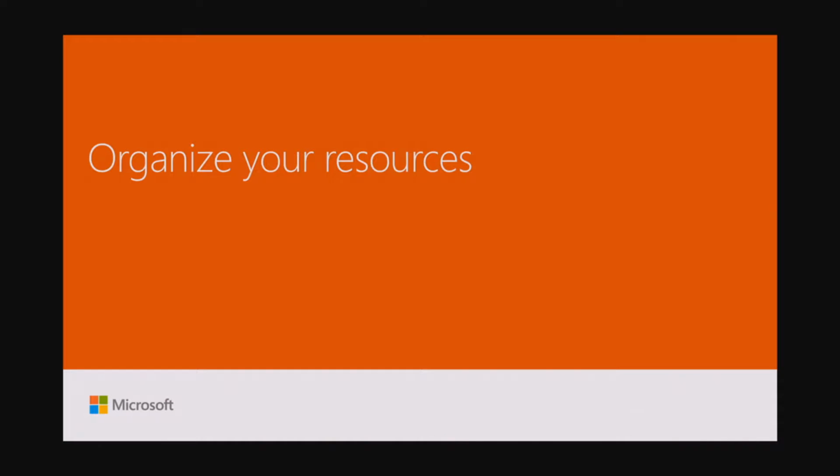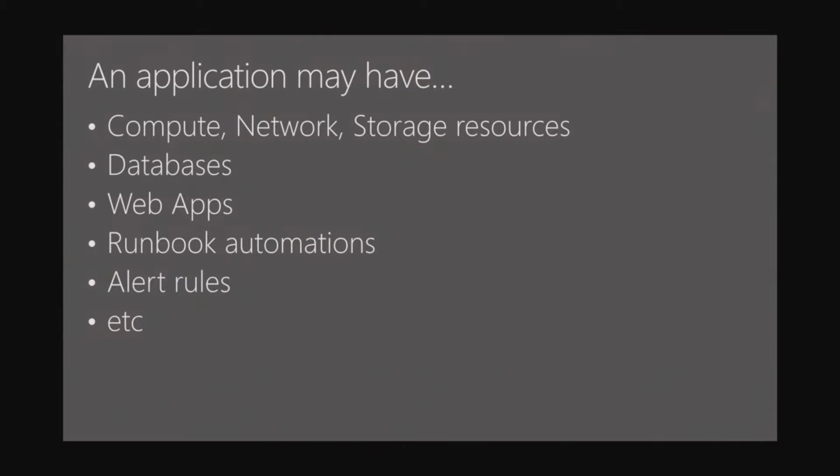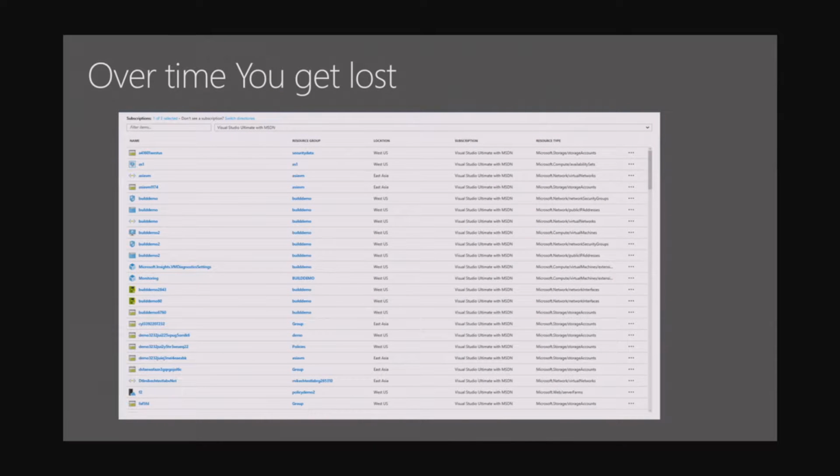OK, so let's get started with organizing your resources. We'll talk about the basic concepts you can use to organize your resources and a few best practices. An application may have compute, network, storage. Those are the core resources. It may also have databases, web apps, runbooks, and alert rules like instruments. When you have a lot of applications, your view when you go to the portal looks like this. It's a list with 1,000 items, so you hardly know what those are for.